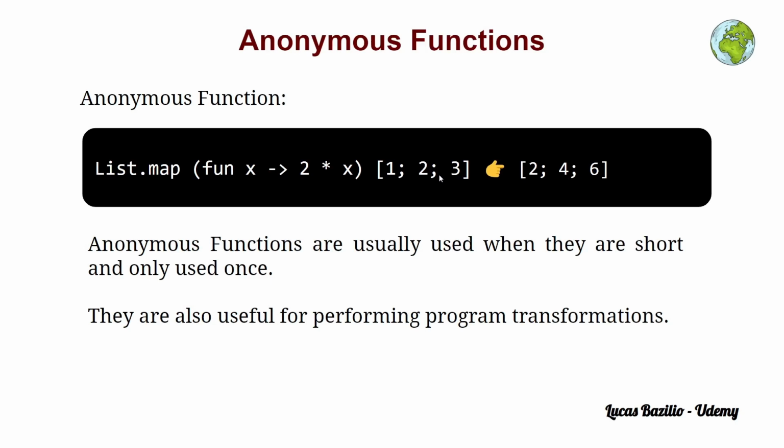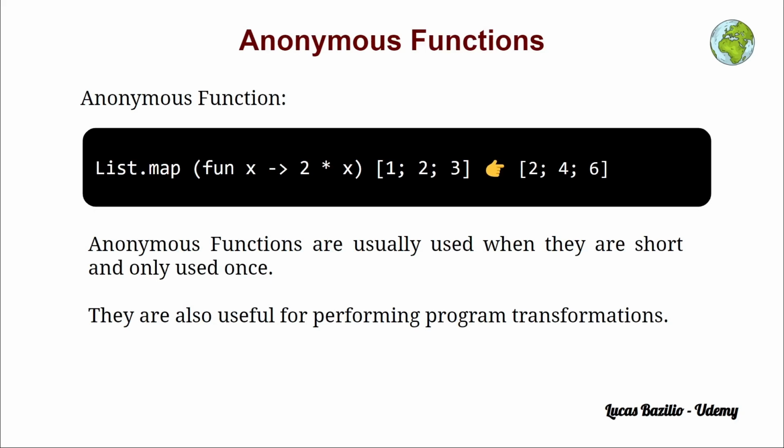So anonymous functions are usually used when they are short, and they only need to be used once. They are also useful for performing program transformations. These transformations refer to the process of modifying or altering a program's structure, behavior, or representation to achieve certain goals.